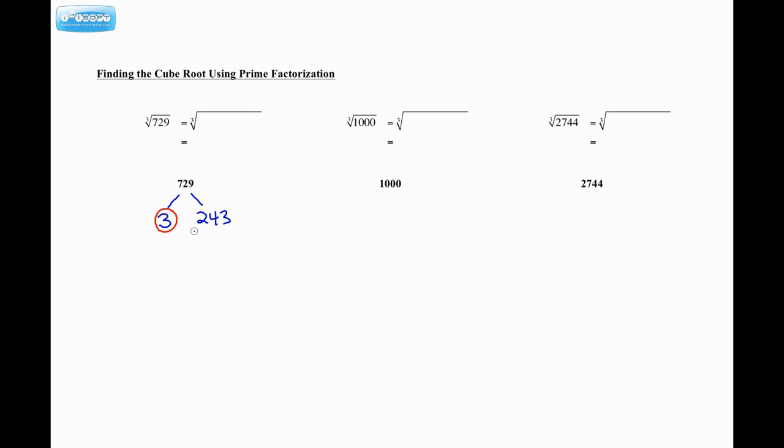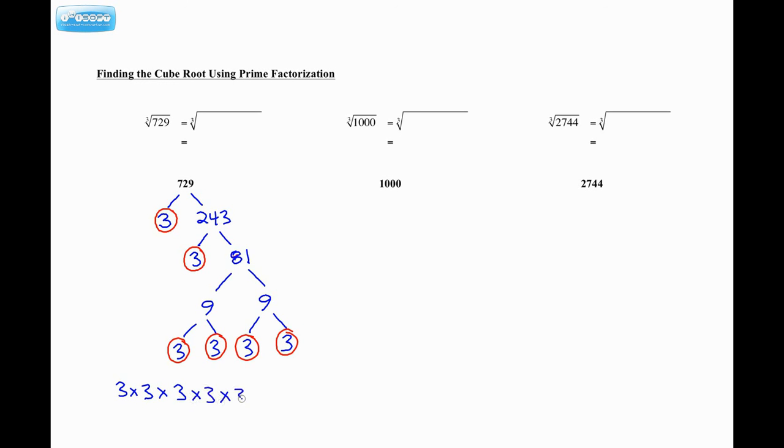Again, not divisible by 2, of course, but 2 plus 4 is 6, plus 3 is 9. So that works. 9 is divisible by 3. Again, you could also divide it by 9. So you get 81. Keep that in blue. And from our times tables, it turns out all we have is a bunch of 3s. So I'm only circling the prime numbers. So this means 729 can be broken down to 3 times 3 times 3 times 3 times 3 times 3.